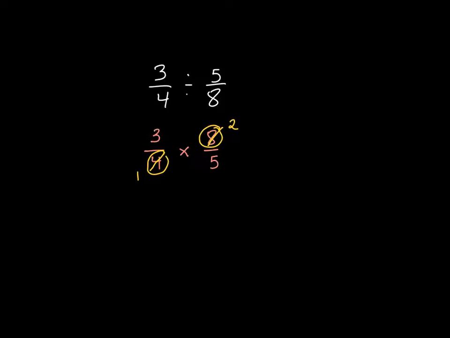That's all the canceling we can do, so let's multiply. 3 times 2 is 6. 1 times 5 is 5. Now, that can't be reduced anymore, but we can change it to a mixed number. So 5 goes into 6 one time. And then 6 minus 5 is 1. So 1 and 1 over 5.